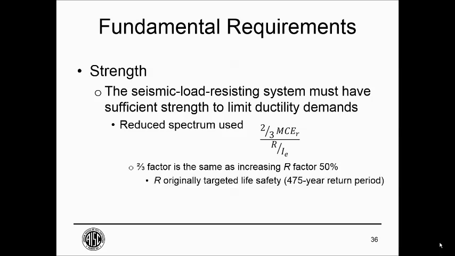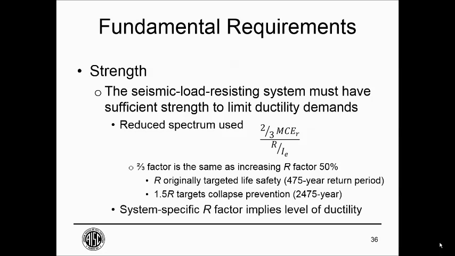The R factors that we do have in the code were originally targeted to life safety for a 475-year return period event. We kept the same R factors even when we went to a 2475-year event. And so that's what justifies taking something that's effectively an R factor multiplied by 1.5. As I said, we didn't actually change the R factors. We just left them where they were and used the 2/3 factor to essentially represent the difference between performance that would get us life safety and performance that gets us collapse prevention.